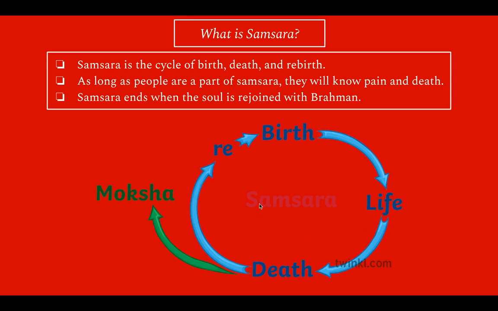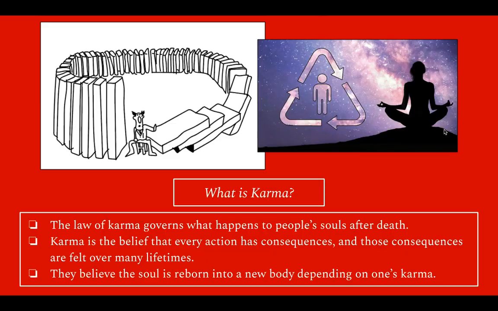But samsara ends, this cycle ends for Hindus when the soul is rejoined with Brahman, which is known as moksha. So if they live that perfect life and they do what they're supposed to do and they've done what they needed to, moksha will take them to be rejoined with the universal creator, supreme being, Brahman.